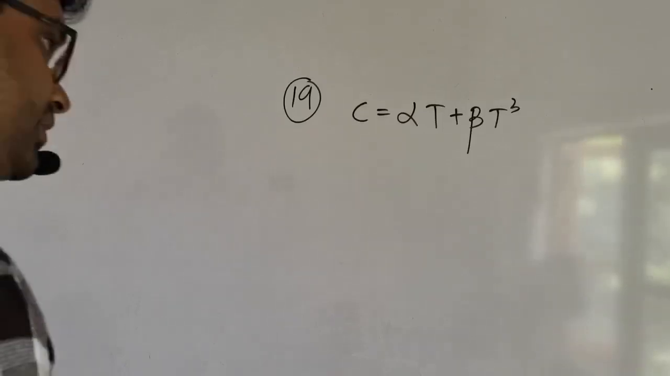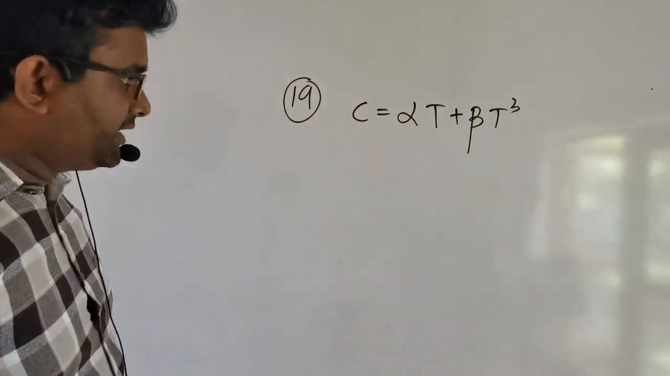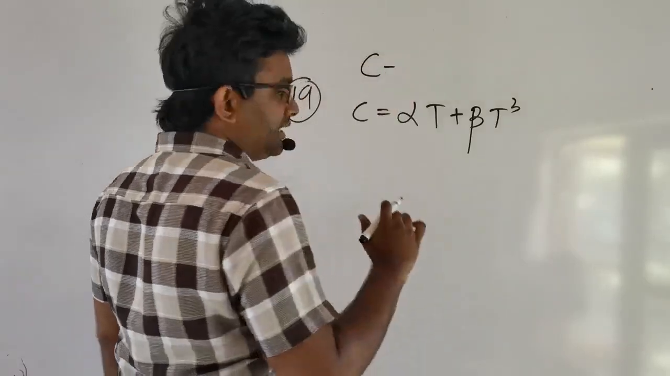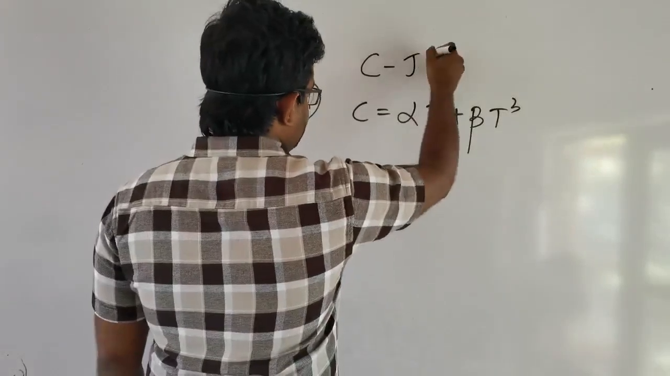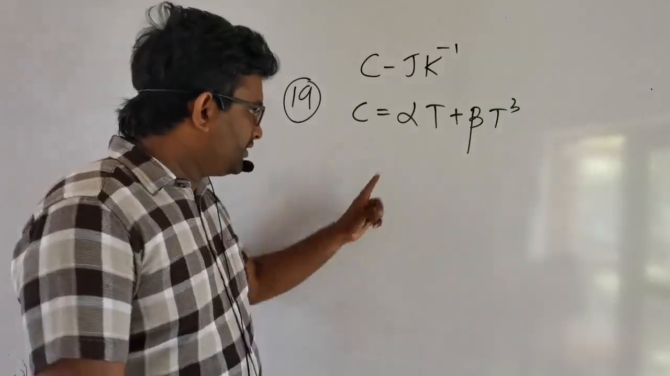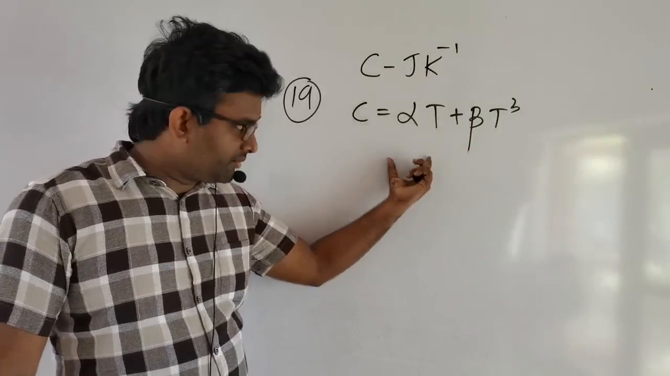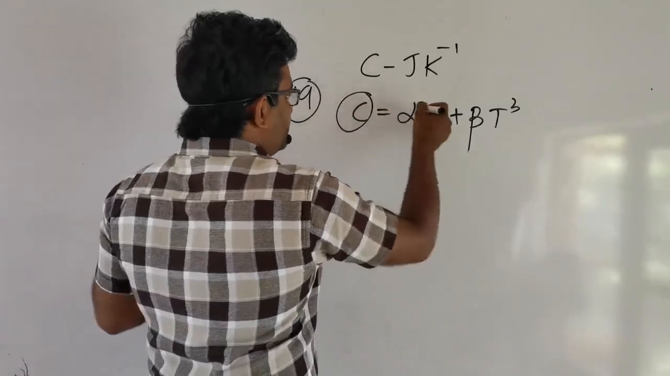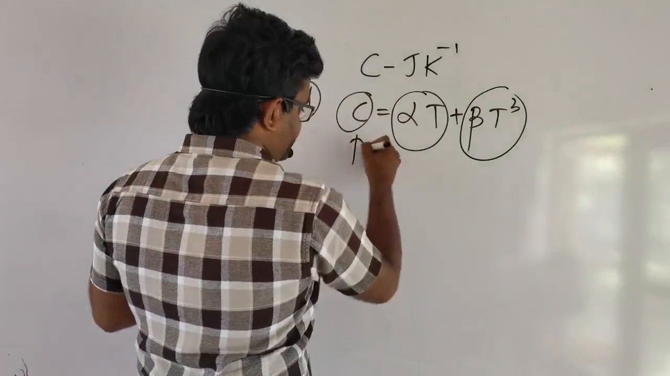Right. So it is given that C is heat capacity. So the heat capacity unit, that is joules per Kelvin. Alpha, beta, these are Greek letters, so we use them as symbols in physics. Then here we have three terms in the equation.